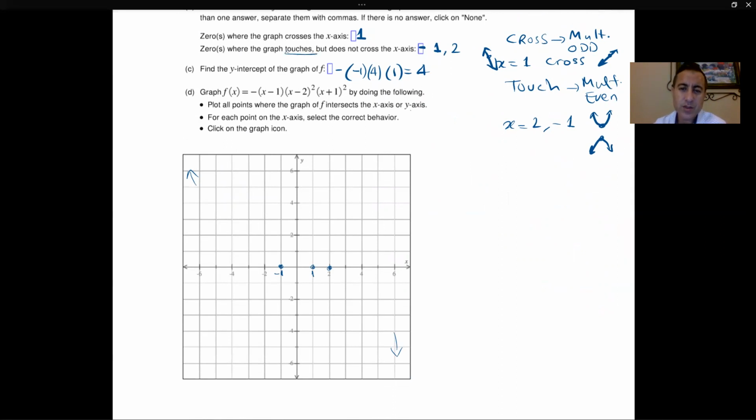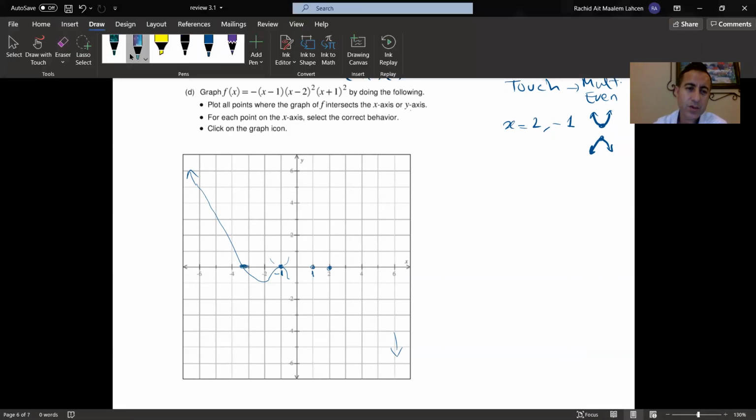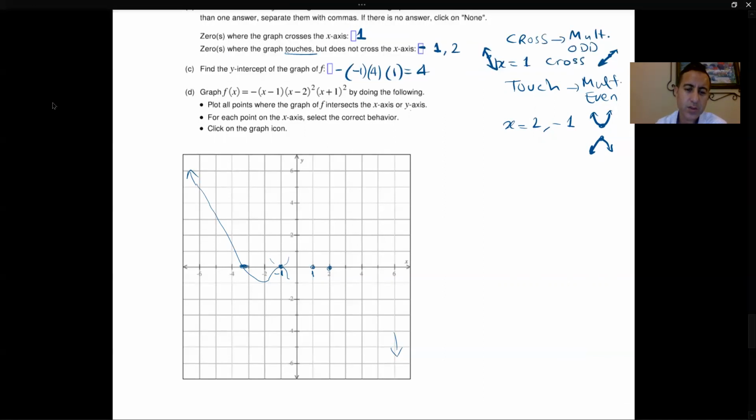So it touches at negative 1. Since the graph is coming from here, then it's going to touch this way, because it doesn't make sense if we do this, then the graph has to cross, then touch. And we don't have a cross at some point here. So that's why we need to connect things to make it smooth and stay with the information that we have.